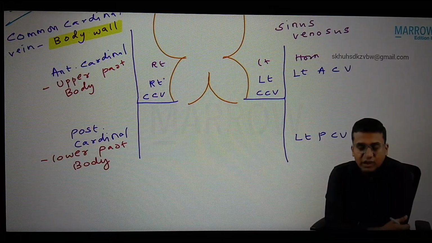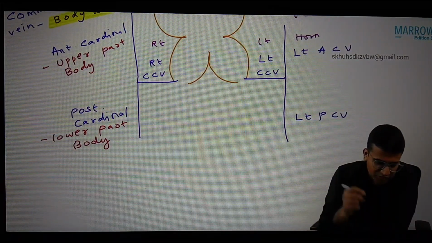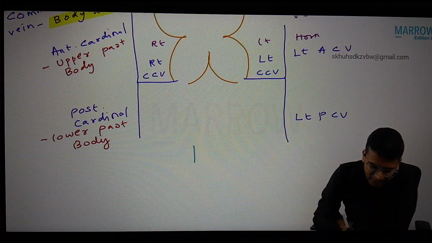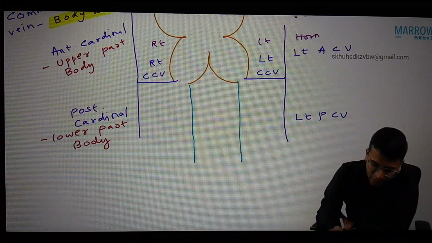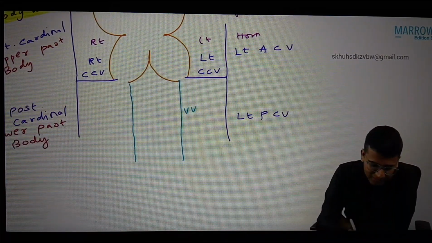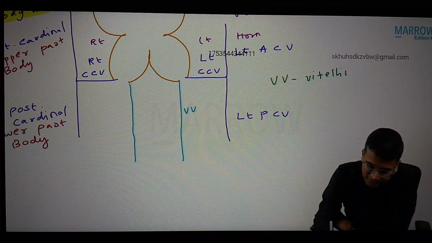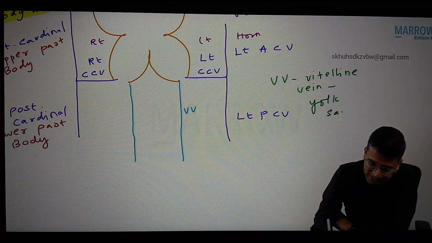Right. Now we have two more embryonic veins. Number 2 is our vitelline vein. Vitelline vein carries the blood from the yolk sac. I am writing VV here. VV means vitelline vein. I write the abbreviation by the side. Vitelline vein carries the blood from the yolk sac.